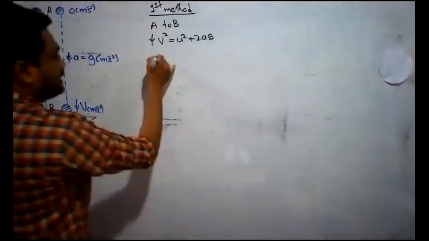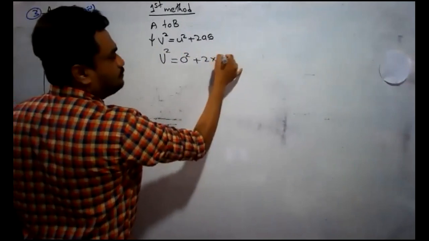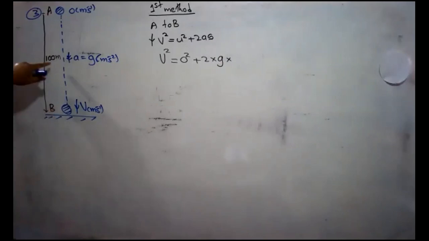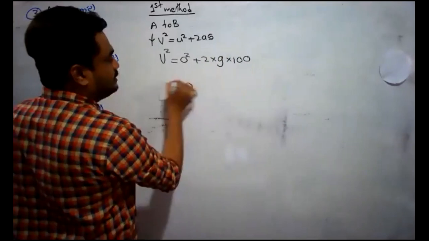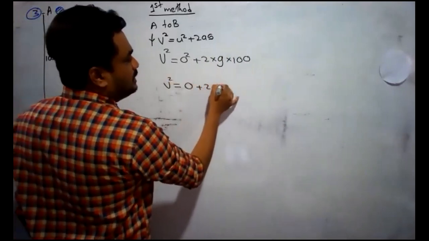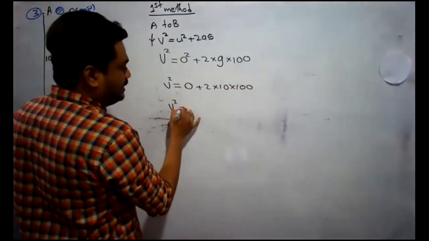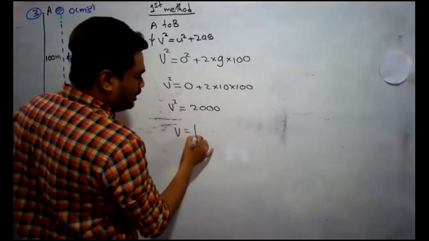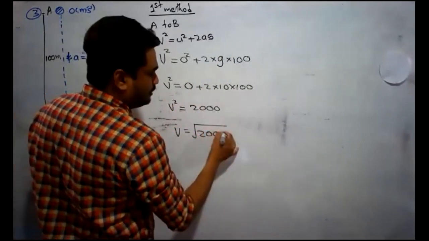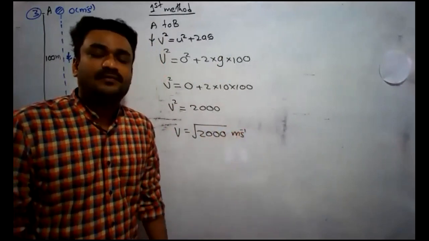Final velocity is the thing that we want to find. Initial velocity 0, plus 2 times acceleration g times s. The displacement of the object from A to B is 100 meters. So 0 square is 0. 2g is 20, times 100. So v square equals 2000. Therefore, v equals the square root of 2000. But this can be further simplified.